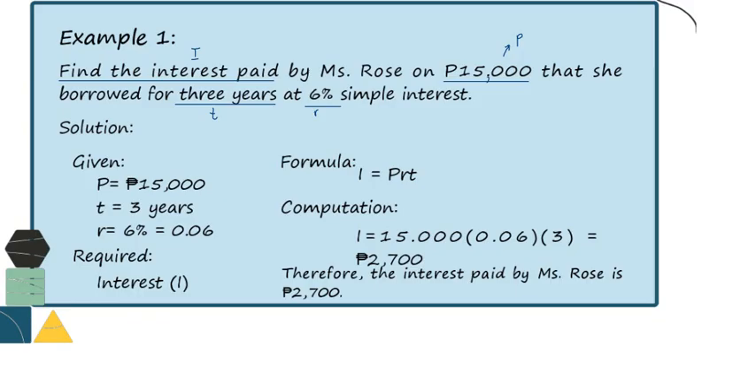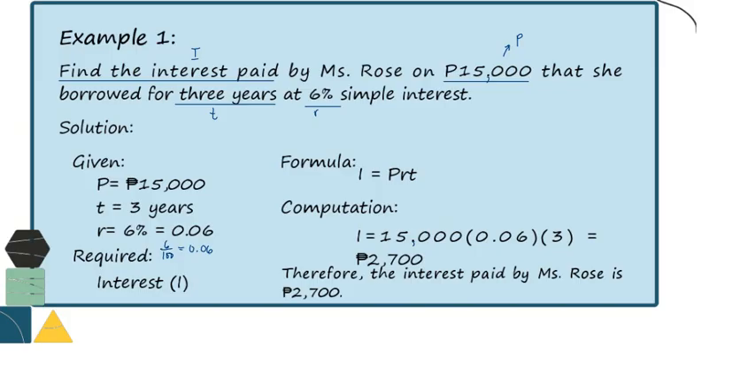To convert it, I assume alam na natin to because that was discussed in mathematical language. So kung magka-convert tayo sa decimal form ng ating percentage form, what we are just going to do is just divide our value by 100. So if you have 6, it would be 6 divided by 100, and if we do 6 divided by 100, obviously this is 0.06. So ito yung value na ipapasok natin sa ating formula. So if we do that, for the computation now, I is equal to 15,000 times 0.06 times 3.